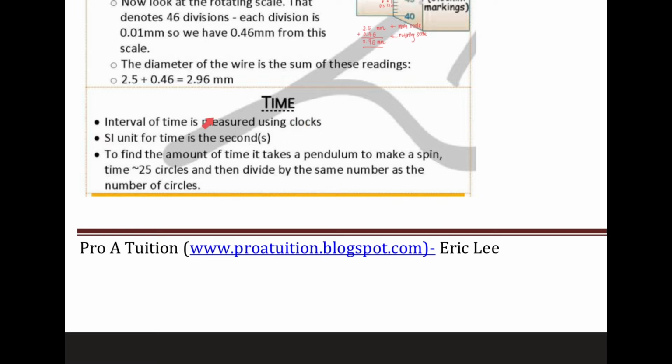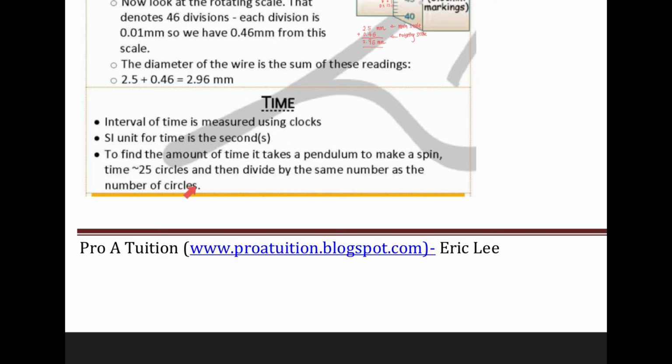Time. Interval of time is measured using clocks like a stopwatch. Okay, the SI unit for time is the second. To find the amount of time it takes a pendulum to make one oscillation, take the time of about 25 circles, and then divide by the same number as the number of circles.